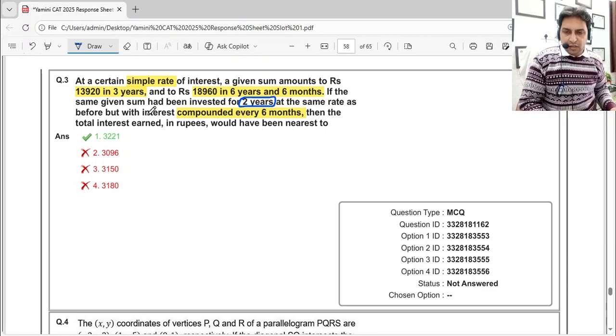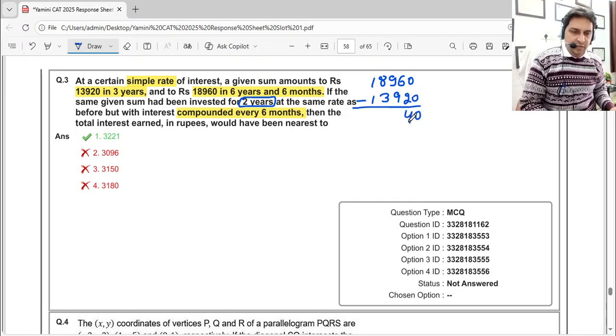One thing I am aware of is that simple interest gets calculated every year in equal amounts, because the principal remains the same as we had initially. So if I have to find out the interest for 3 years and 6 months from these two amounts, I can easily find that out. What exactly do I have to do? First of all, I have to subtract 13,920 out of 18,960. If I subtract it, I get 0 minus 0, 0, 6 minus 2, 4, and that is 5,040 rupees. That is the interest for 3.5 years.